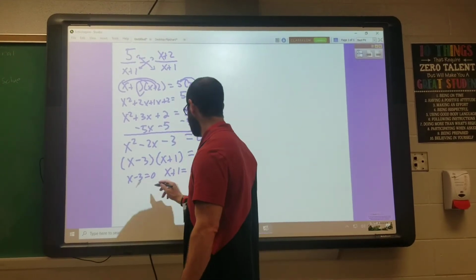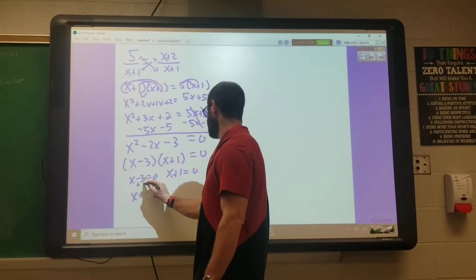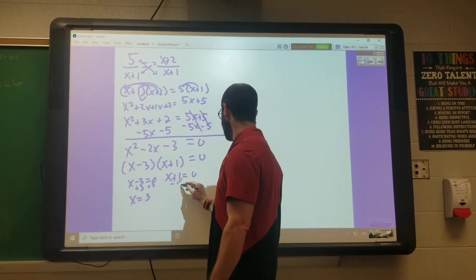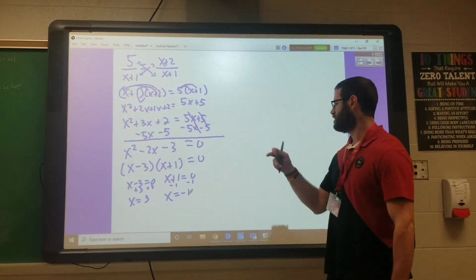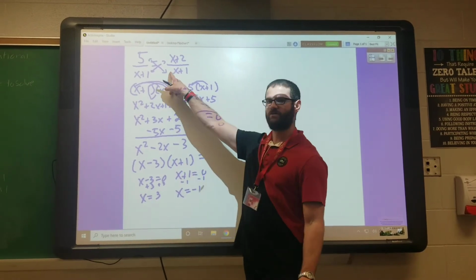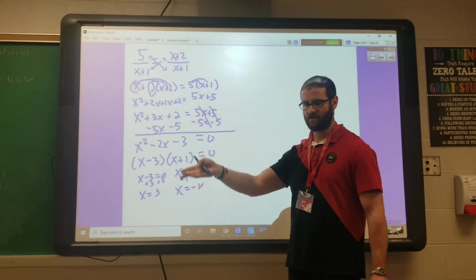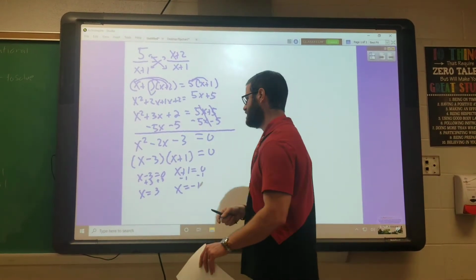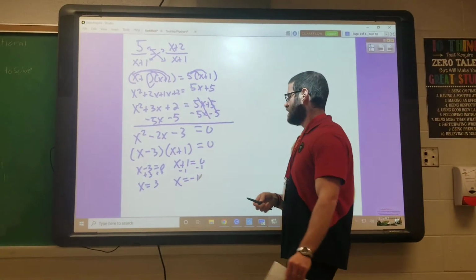And then I'm going to add 3 to both sides, so I get x equals 3. Subtract 1, x equals -1. Those are my possible solutions. Now I have to check them by plugging them into the original equation. If they work, they're a valid solution. If not, they're extraneous, and we don't put that as part of our final answer, unless, of course, you're asked for the extraneous solution.